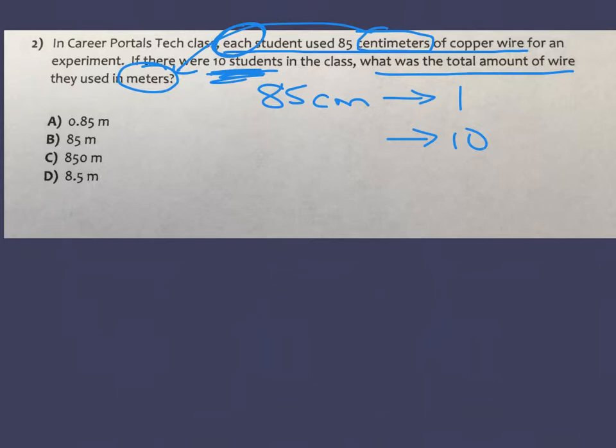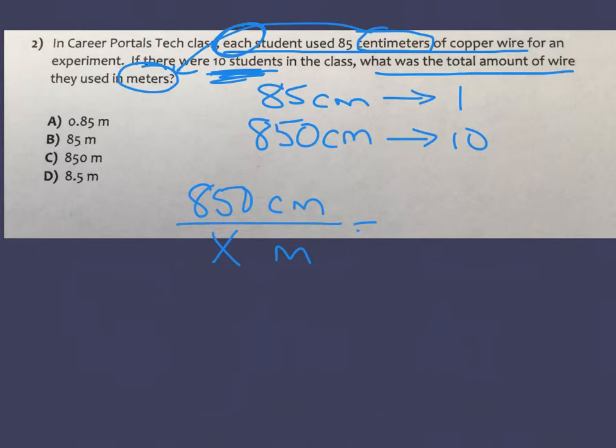What's 85 times 10? 850. 850 centimeters were used by the students in the class. So we have 850 centimeters, which we need to find out is how much in meters. If we check our STAAR reference card, we'll find that 1 meter is equivalent to 100 centimeters. I've set up my proportion with centimeters as my numerators and meters as my denominators.